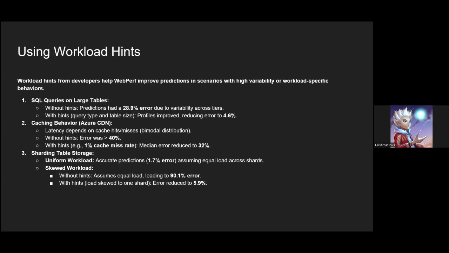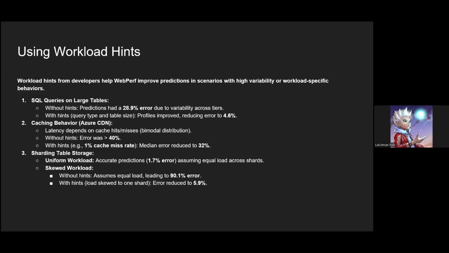And moving on to the next slide, which is about using workload hints. WebPerf benefits greatly from workload hints, which developers can provide to enhance prediction accuracy. For the first point, for SQL queries on large tables, errors dropped from 28.9% to 4.6% when the query complexity was specified. And second, in Azure CDN, the cache miss rate was reduced from 40% to 32%. And these hints allow WebPerf to tailor its predictions to workload specific nuances, ensuring higher reliability.